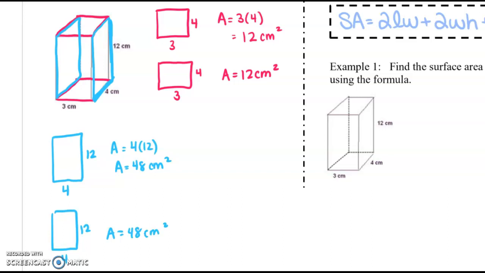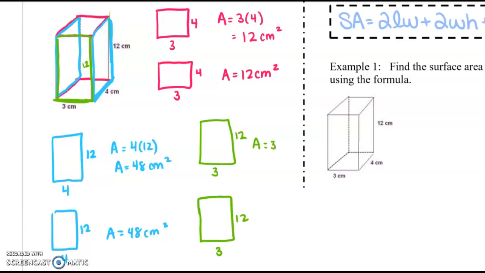And then my last one, I'll do this in green, is my front and my back. So the front, the top to bottom is still 12, so it's 12 by 3. These 2 rectangles for the front and the back are 12 by 3. So 3 times 12, 3 times 12. The area is 3 times 12, which, going to my calculator, should be 36, but I want to check. Yep, 36. 36 centimeters squared, 36 centimeters squared. And that's for the front and the back there.